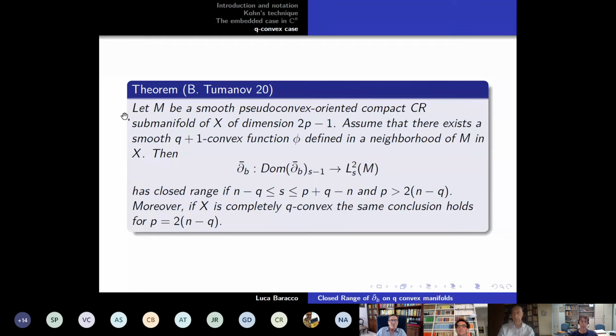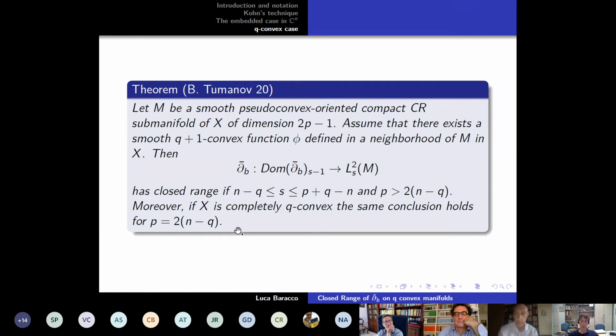Let M be a smooth pseudo-convex oriented compact CR submanifold of X of dimension 2p-1, and assume that there exists a smooth q+1 convex function phi defined in a neighborhood of M in X. Then the bar partial b has a closed range if s is between n minus q and p plus q minus n, and p is larger than 2n minus q. Moreover, if we assume that X is completely q-convex, the same conclusion holds for p equal to 2n minus q.